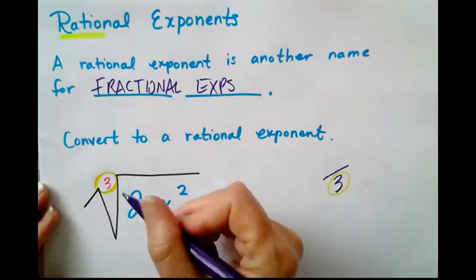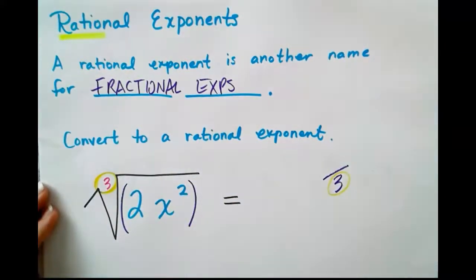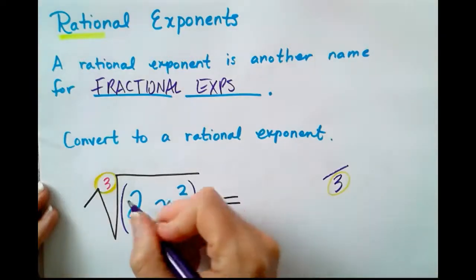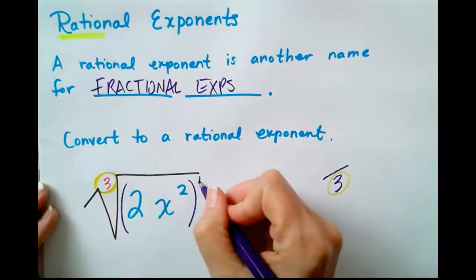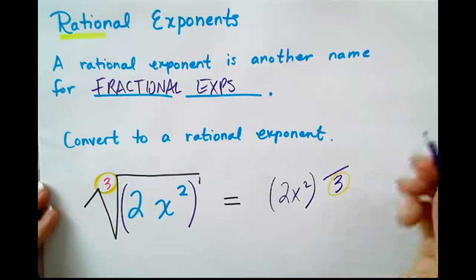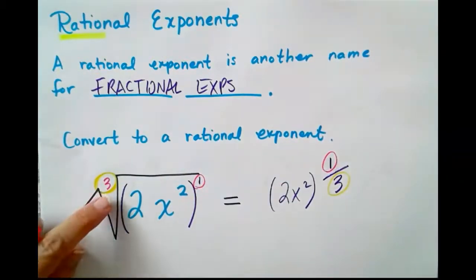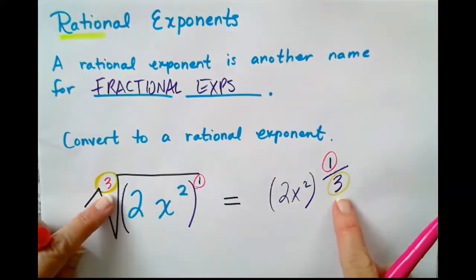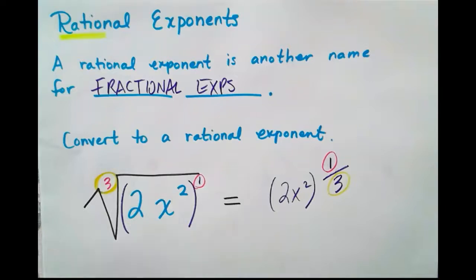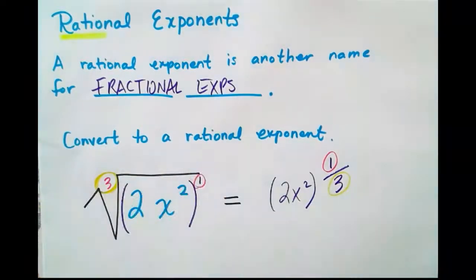And one thing I'll do here is put the radicand in parentheses, and think of all that quantity as being there one time. So we've got 2x squared to the 1/3 power. Let me highlight that one. There we go. So one more time, the index of the radical is the denominator of the fractional exponent. So we've just converted that to a rational exponent. Remember, fractional, rational, they're synonyms.